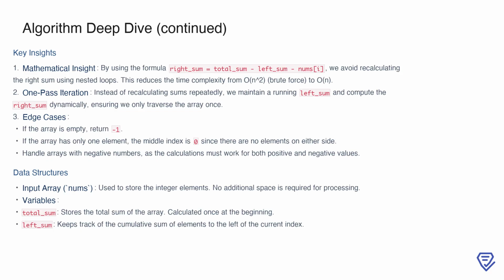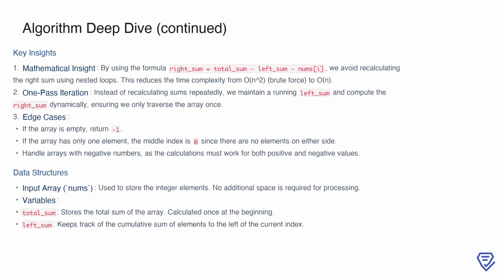Third, handling edge cases is crucial. For example, if the array is empty, we should return -1 by default. If the array contains only one element, the middle index is 0, since there are no elements on either side. The algorithm also handles negative numbers seamlessly, as the calculations are consistent regardless of the sign of the elements. These insights demonstrate the robustness and efficiency of the solution.